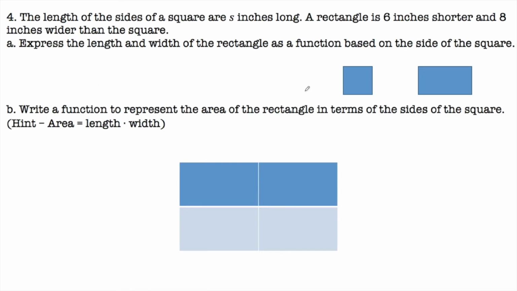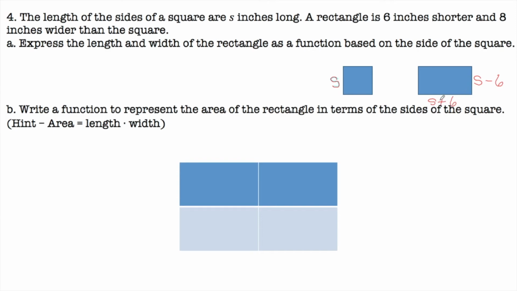All right, so they said the length of the square, or the side of the square, is S. And I don't think you guys are going to be able to see that one. Let me change the color. Or not. There we go. Let's do red. That's better. All right, so the length of a side of the square is S, and then it says the rectangle is 6 inches shorter and 8 inches wider. So 6 inches shorter would be S minus 6, and then 8 inches wider would be S plus 6.